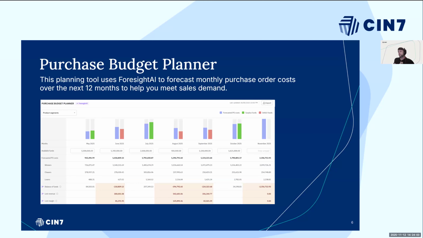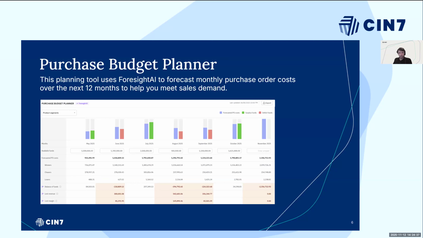But you might be able to see something like what we see in June 2025 right here, where we only have $1.2 million in available funds, but we have $1.4 million in forecasted PO costs. So, oh no, we have a shortage, right? We have $218,000 worth of POs that we are not going to be able to make. So it can show you that calculation of balance of funds, which all of us can probably make that small calculation, but it can further take it and say, this is what you're going to see for your lost revenue.